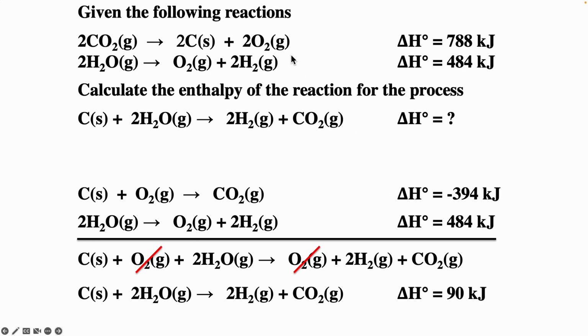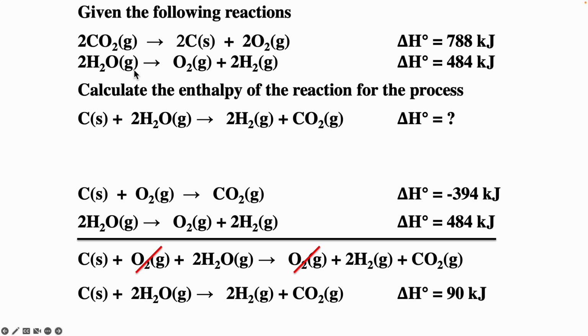And again, remember, if you flip a reaction, it changes the sign of your delta H. If you multiply a reaction times a number, you have to multiply your delta H by that number. Now, we had taken this reaction, flipped it and divided it by 2. And actually it doesn't matter in which order. If you flip it, then divide it by 2, or divide by 2 and then flip it, you should get exactly the same answer.